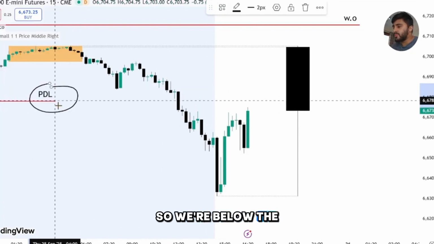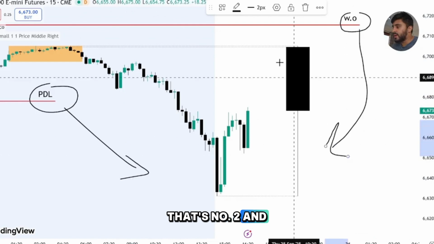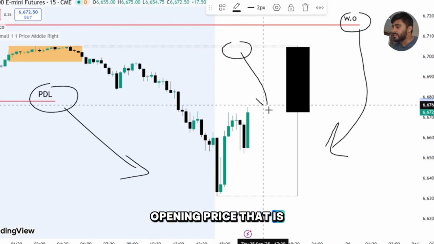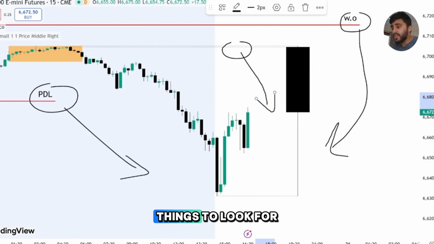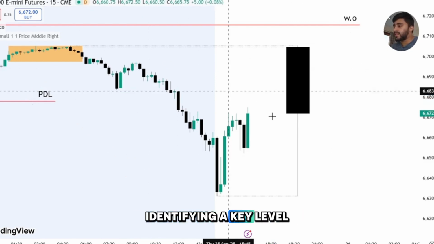So we're below the previous day low, that's number one. We're below the weekly opening price, that's number two. And we're below the daily opening price, that is number three. So we have three things to look for in positioning our trades, right? So step one is identifying a key level.